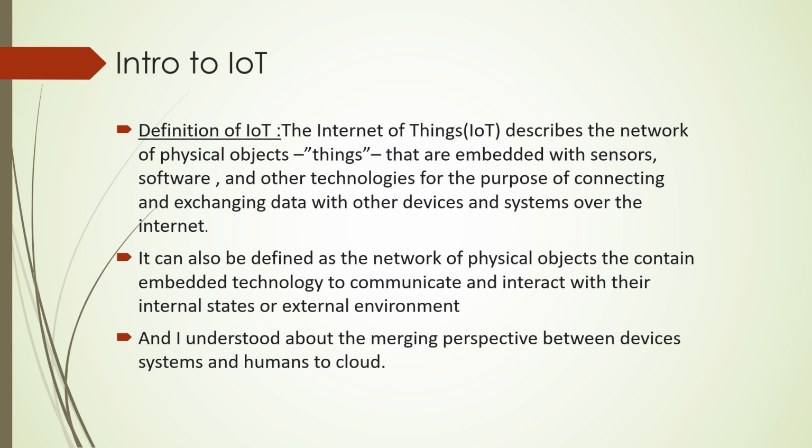The Internet of Things describes the network of physical objects or things that are embedded with sensors, software, and other technologies for the purpose of connecting and exchanging data with other devices and systems over the Internet. It can also be defined as a network of physical objects that contain embedded technology to communicate and interact with their internal states or external environment. And I understood the merging perspective between devices, systems, and humans to cloud.